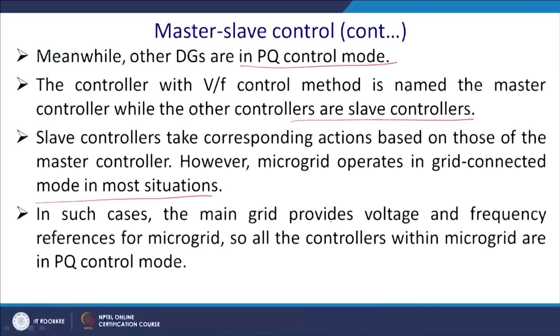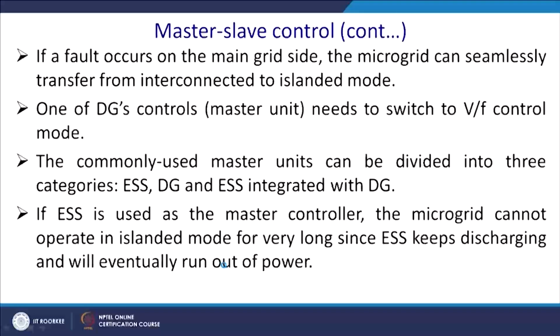And so, when it is connected with the grid, the main grid provides the voltage and frequency, and thus your master controller will have to operate in the PQ mode. The main grid is the frequency reference of the microgrid. So, all the controllers within the microgrid will be in a PQ control mode. This is the basic difference between the islanding and the grid connected mode.